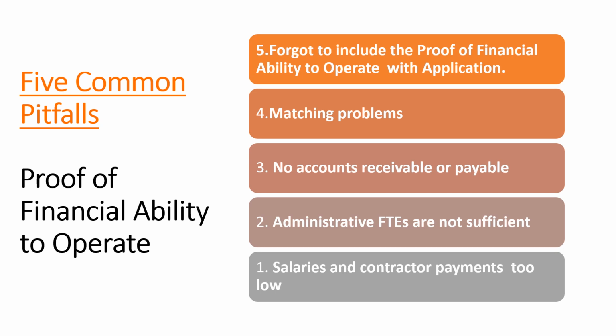The matching problem, which is number 4, is basically the schedules in the form don't tie or balance, and they don't really relate to each other where they are all very much connected. Number 3 is accounts payable or accounts receivable. They are not included in the balance sheet.